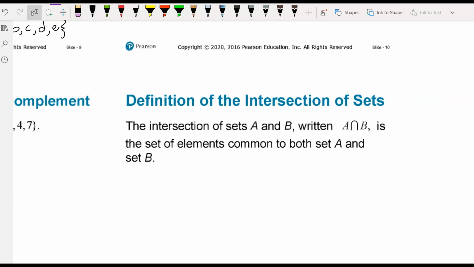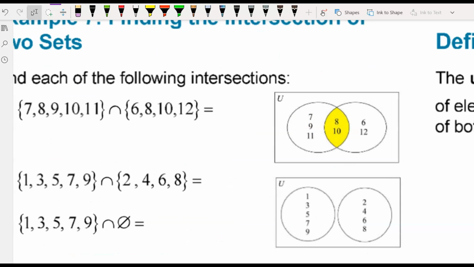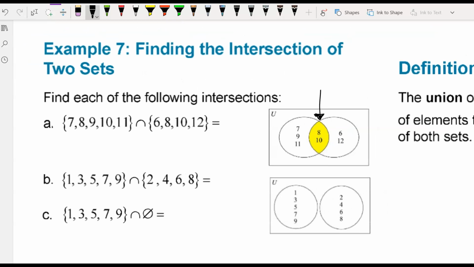All right, the next one is our intersection. So the intersection of sets A and B is written A, the upside down U symbol, B. So A and B is the set of elements common to both set A and B. So usually it's that one in the middle. That highlighted portion that you see here in this example is going to be A and B. That's where they share those elements.